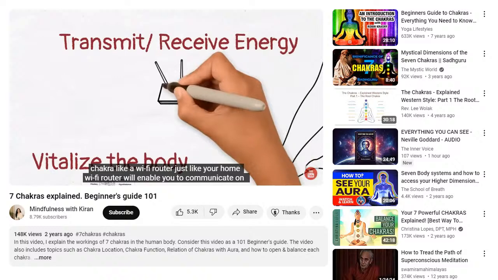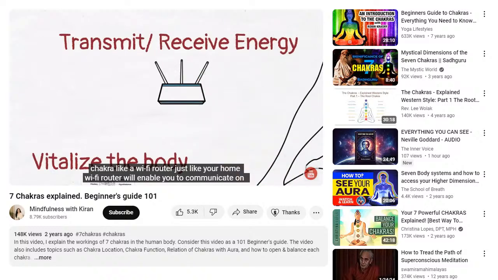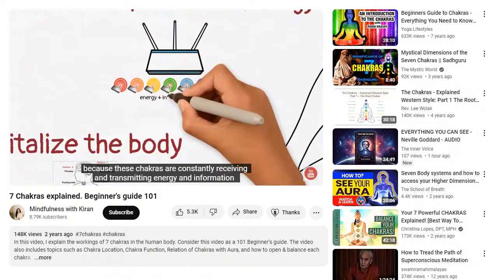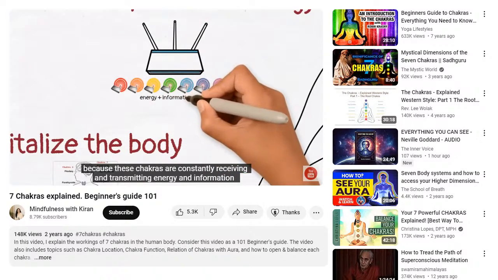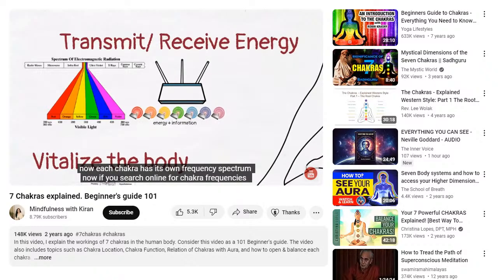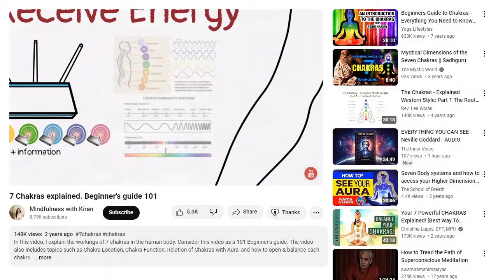Just like your home Wi-Fi router will enable you to communicate on the internet, similarly, chakras make it possible for us to interact with the people and energy around us, because these chakras are constantly receiving and transmitting energy and information. Now, each chakra has its own frequency spectrum. If you search online for chakra frequencies, you will generally see an image that looks something like this.